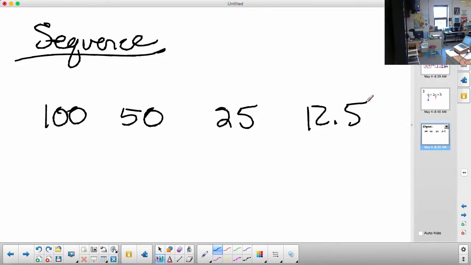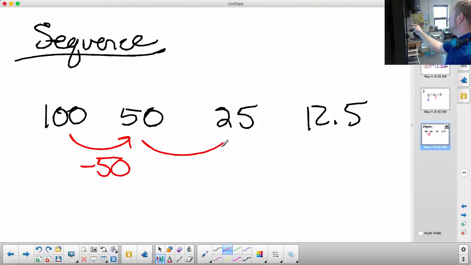Okay. Now, patterns are meant to be there for you to see them. Is this going up or down by a regular amount? The first thing you would do if you're looking at a sequence is try to see if you can add or subtract the same amount between numbers. So to go from 100 to 50, I have to subtract 50. Okay? Does that work here? No. If you can't add or subtract, you have to switch over to multiplication or division.